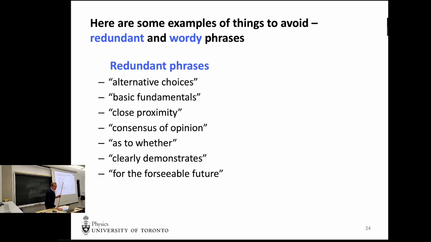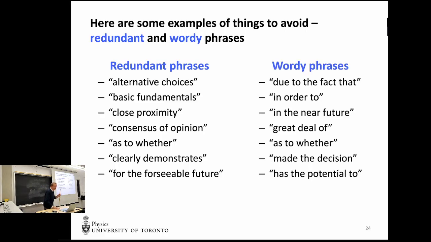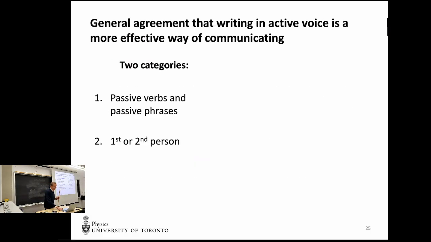Okay, so there are a bunch of redundant phrases that you should avoid. Alternative choices: choices are alternatives, right? The consensus of opinion: well, a consensus is an opinion. For the foreseeable future: what's the unforeseeable future? You just go through these, right? For all intents and purposes. And there are these wordy phrases like a great deal of. There are a lot of things you can just get rid of. Just try to avoid them.